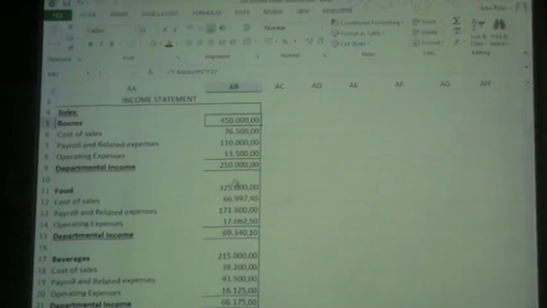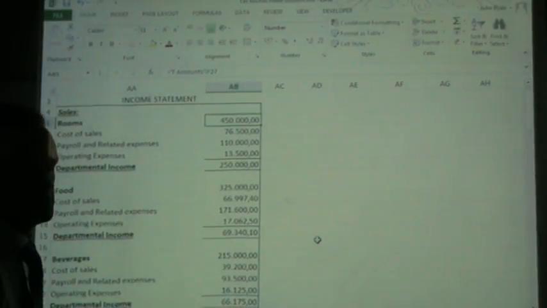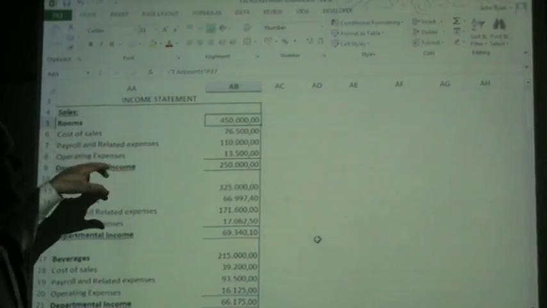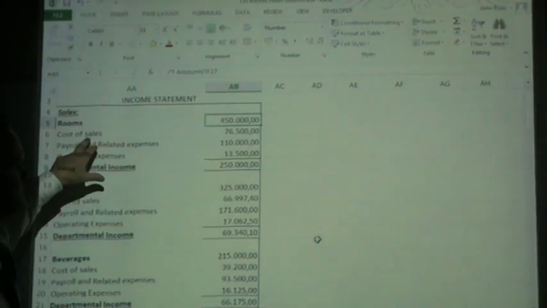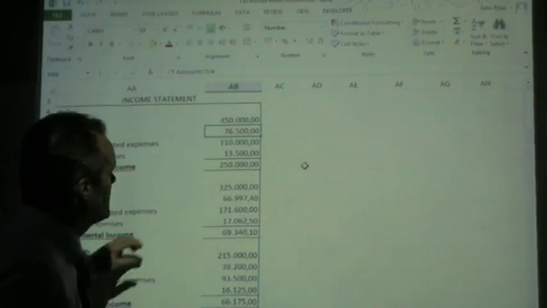So 450,000, 325,000, so that's it. Just the same thing. Take a number, putting it into the right place. Cost of sales. Right, now this is where the cost of sales for all of these transactions. Now again, you can click on this, and it's going to tell you from where the number came.